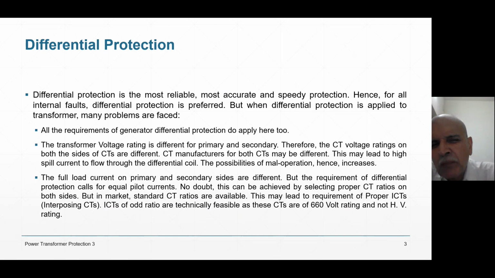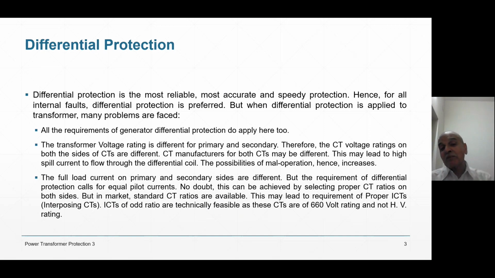But when you apply differential protection, there are many problems. So we want to see each problem and then we'll try to see what are the remedies. The first thing is very common, that whatever problems we have seen, some 5 problems in generator differential protection, hold good here too. But beyond that, there are some more problems. In generator, neutral side CT and line side CT were rather having the same ratio, right?